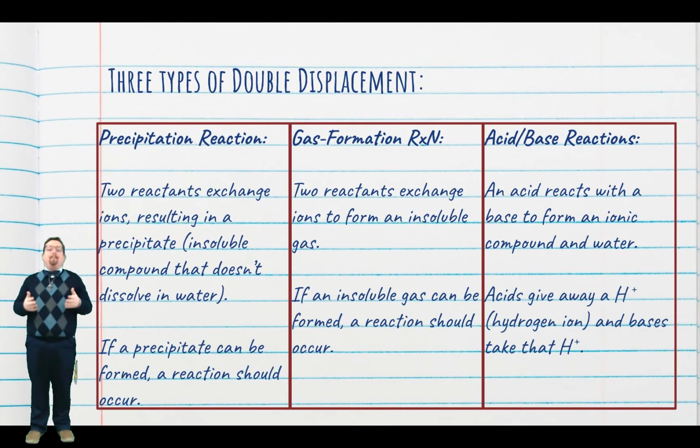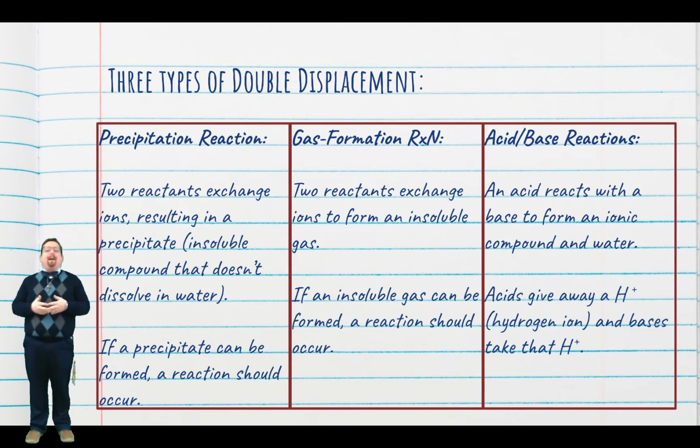There are three important types of displacement reactions: precipitation, gas formation, and acid-base reactions. In a precipitation reaction, you form a new compound that's an insoluble solid. In other words, one of your products will not dissolve in water.